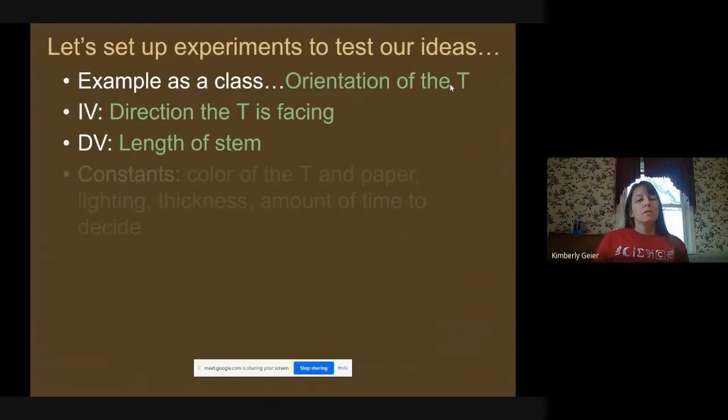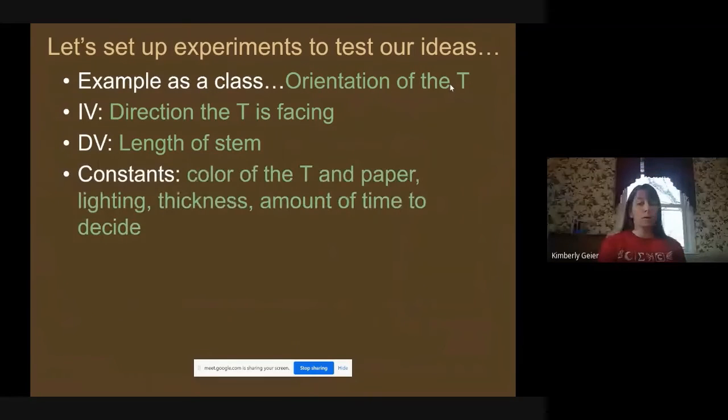So some things are going to be constant. We're going to leave the color of the T and the paper, the thickness of the T, all of those other ideas that we had, the same. You're just going to use the T that I gave you in class. It's going to be touching, at this perpendicular angle. All of those are going to be constants for the entire experiment.